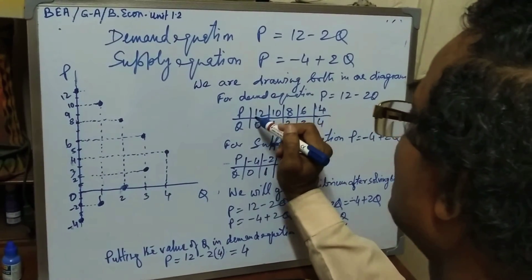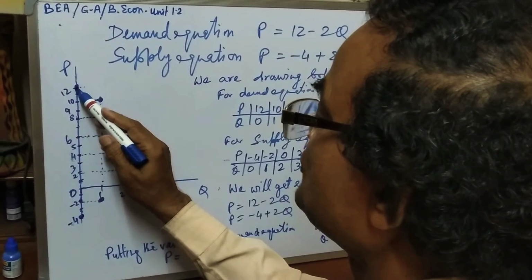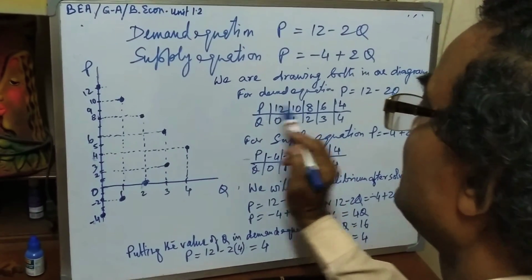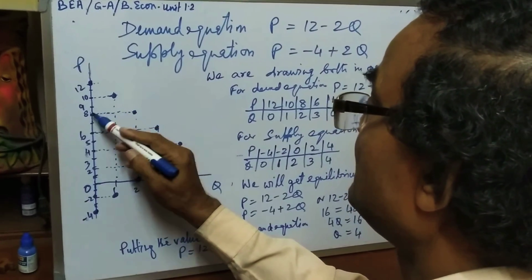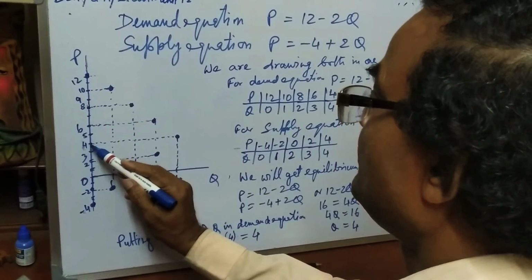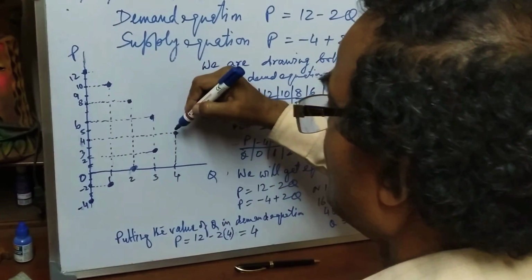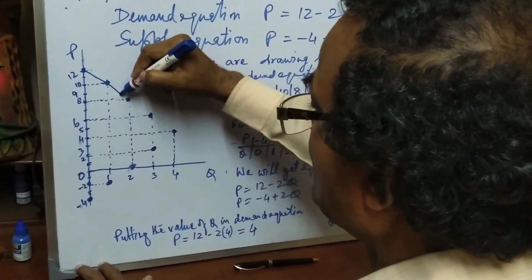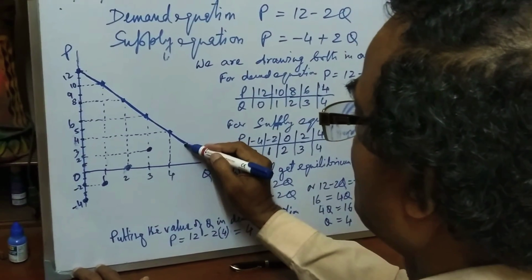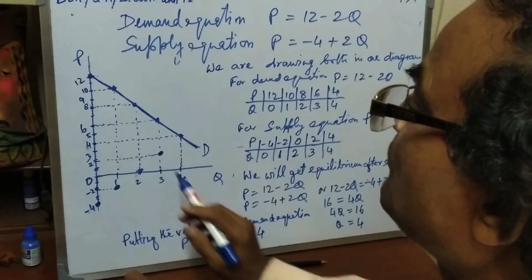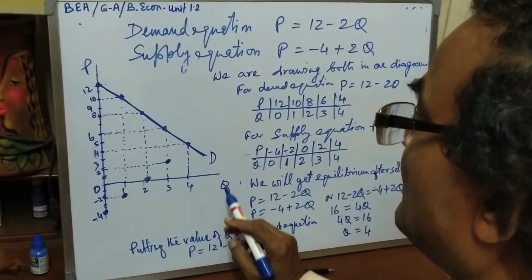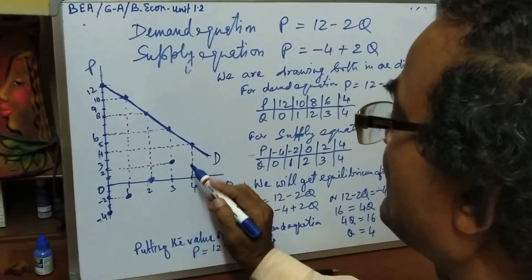In the first chart, at Q equal to 0, P equal to 12, that is the intersection point on the vertical axis. This is the demand equation. Next, when Q equal to 1, then it is 10. When it is 2, then it is 8. When Q is 3, then it is 6. When Q is 4, then P is 4. If we connect the 4 points, there will be a straight line. This is the demand equation or demand curve. For the demand curve, we know when price falls, demand increases, and when price increases, demand falls. So it is a downward sloping curve and the slope is negative.